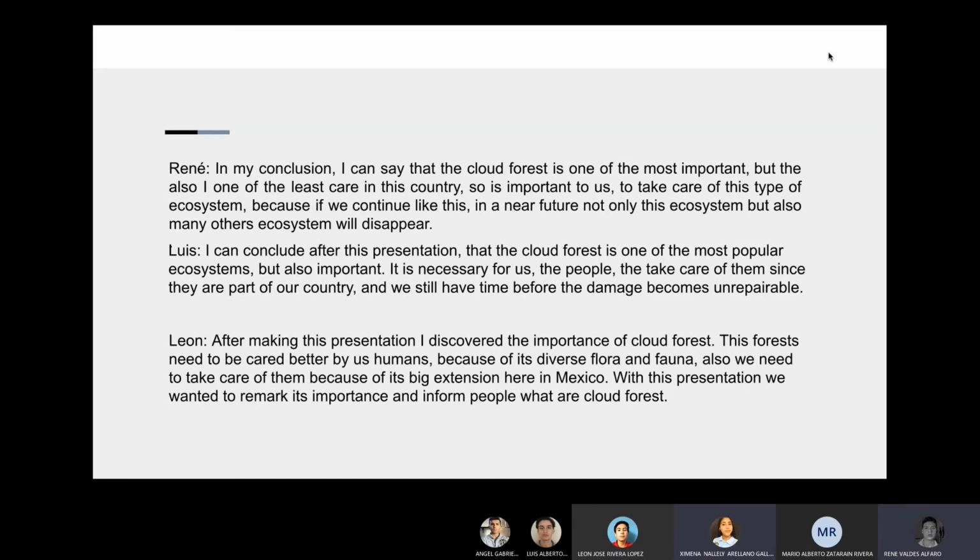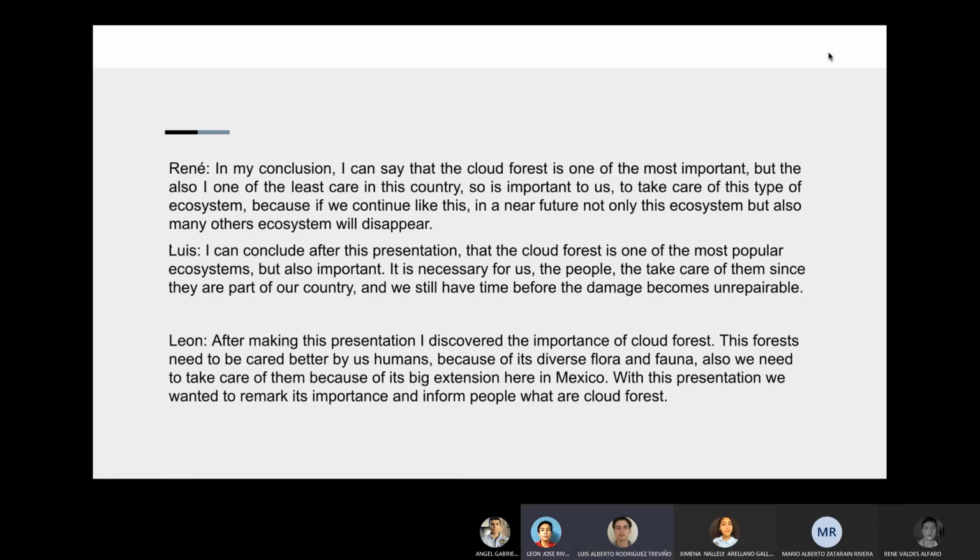Well, now, in my conclusion, I can say that the cloud forest is one of the most important, but also one of the least cared for in this country. So it's important for us to take care of this type of ecosystem because if we continue like this, in the near future, not only this ecosystem, but also many other ecosystems will disappear. I can conclude after making this presentation that the cloud forest is one of the most popular ecosystems, but also important. It is necessary for us, the people, to take care of them since they are part of our country, and we still have time before the damage becomes irreparable.